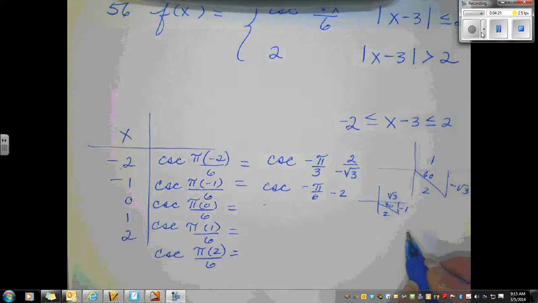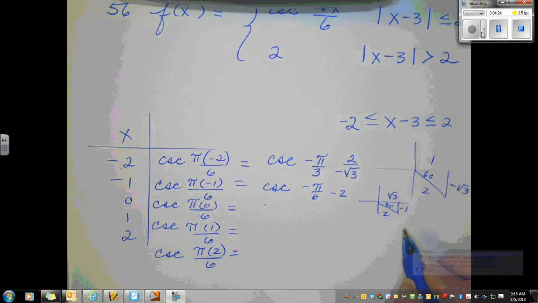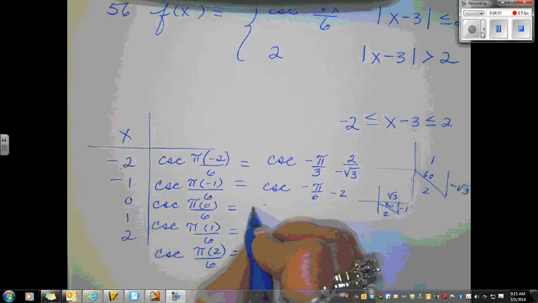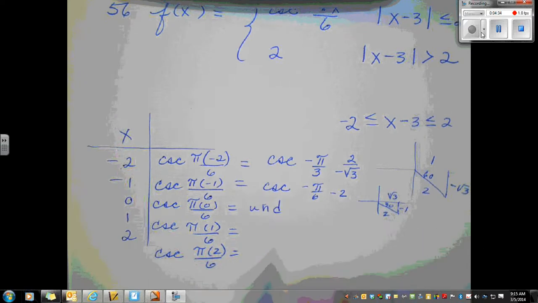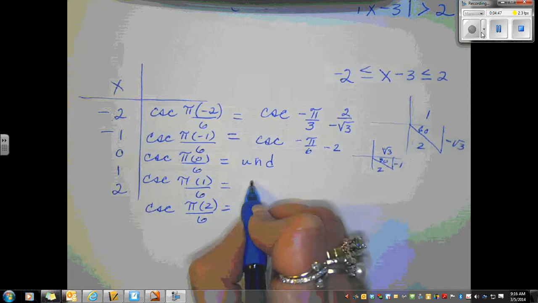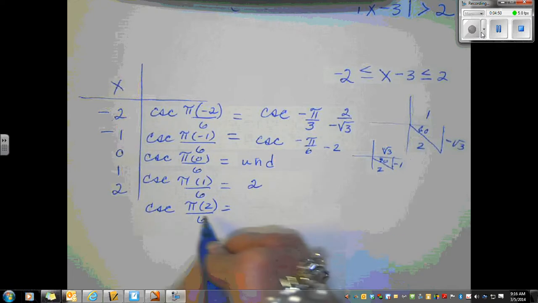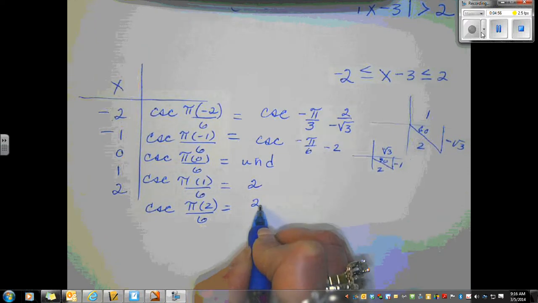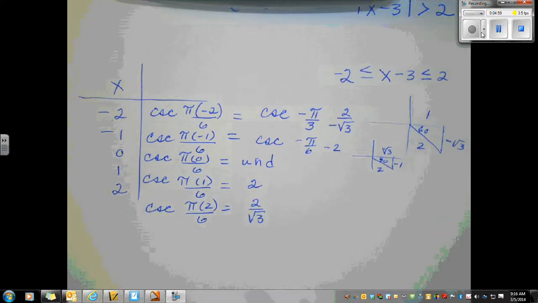What's the cosecant of 0? Okay, what's the sine of 0? 0. So that would mean cosecant of it would be undefined, right? Okay. How about if we have cosecant of 30? 2. And cosecant of 2 pi over 6, pi over 3 rather, pi over 3. 2 over radical 3. Okay.